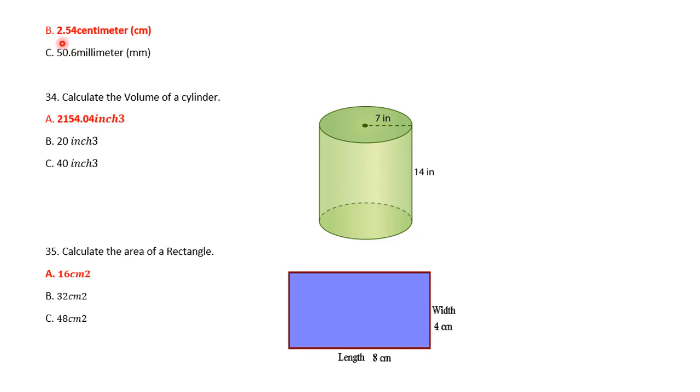Here you have to calculate the volume of a cylinder. You have to calculate the volume of the cylinder. We will get 2154.04 cubic inch. We have a formula for that. You can calculate it. Here, calculate the area of a rectangle, 16 centimeter square. Length into width, we will get 16.